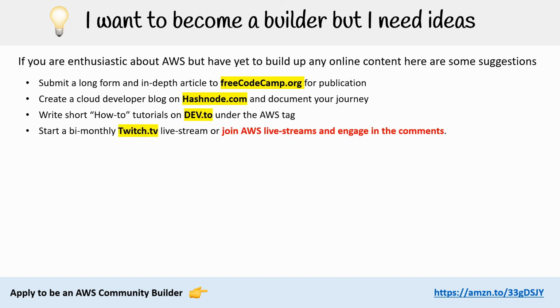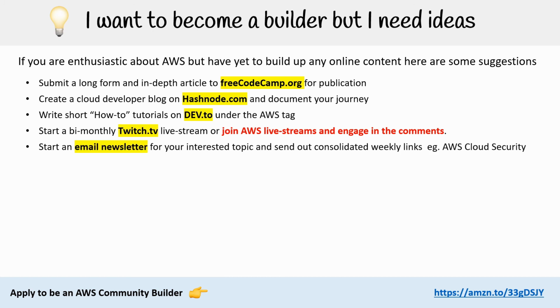You could do a bi-monthly Twitch live stream. Or if you don't like being on camera, something that is really impactful and everybody appreciates is if you go into other live streams, like AWS Developer Advocates or things like that, and you engage in the comments and talk and get things going. That's a really good thing to do. You could start an email newsletter, and you could just consolidate weekly links. So let's say you are obsessed with cloud security, just go find all the good AWS links and build up a newsletter there. You could start a technical podcast and publish it on Spotify.